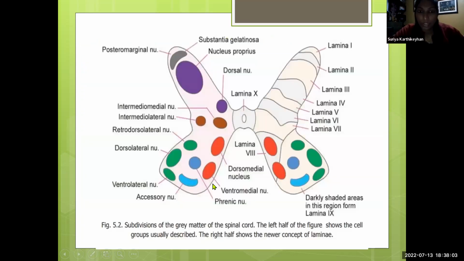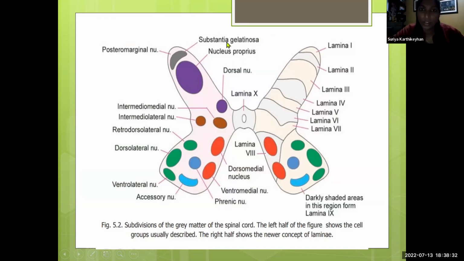Now I have completed the nucleus in the anterior gray column. Now I am going to move on to the posterior group nucleus. In the posterior horn, we have a certain set of nucleus. Near the apex of the posterior horn, we have the postero-marginal nucleus. And then in front of the postero-marginal nucleus, we have the substantia gelatinosa.